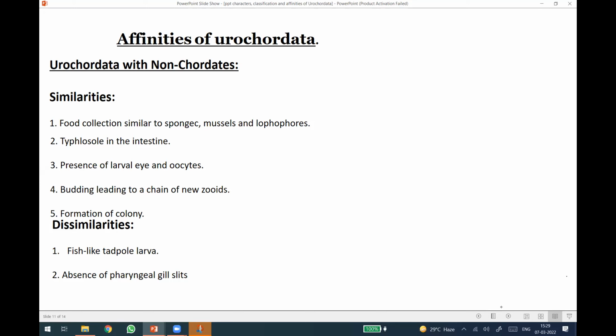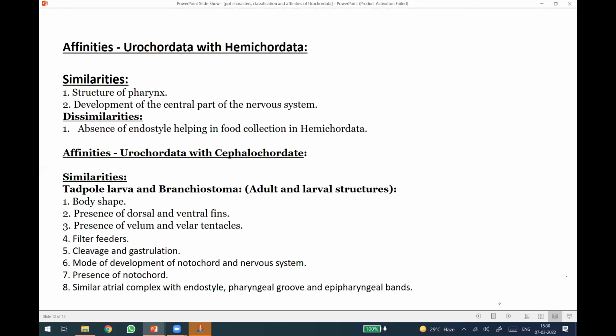But their peculiar characters, which can be said to be dissimilarities with the non-chordates, are the fish-like tadpole larva bearing the chordate characters and the absence of pharyngeal gill slits in the adult. Both of these two characters are not found at all in any non-chordata. So it is clearly not related to the non-chordates.